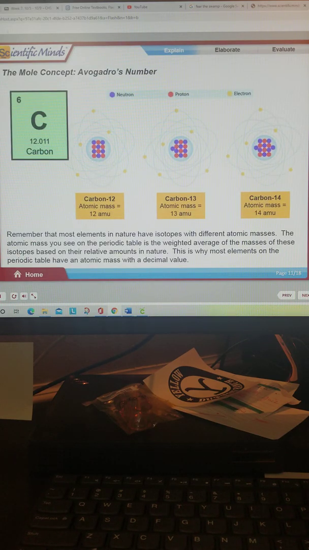Remember that most elements in nature have isotopes with different atomic masses. The atomic mass you see on the periodic table is the weighted average of the masses of these isotopes based on their relative amounts in nature. This is why most elements on the periodic table have an atomic mass with a decimal value.